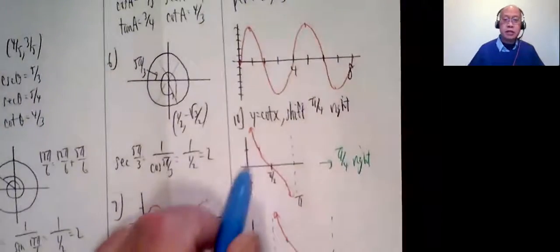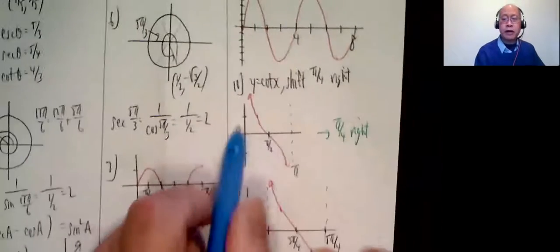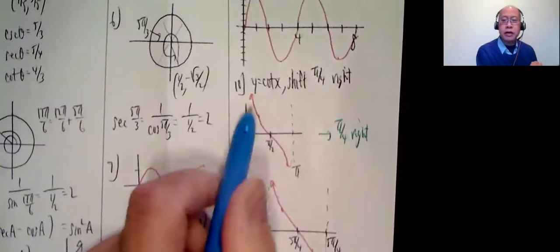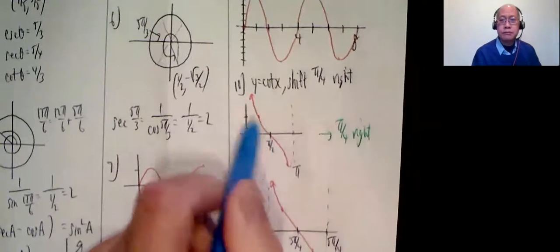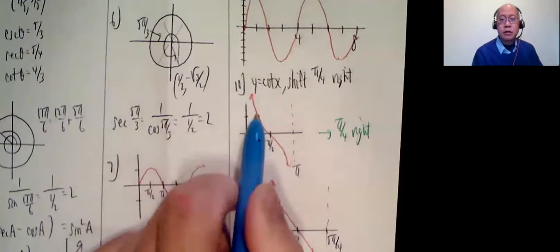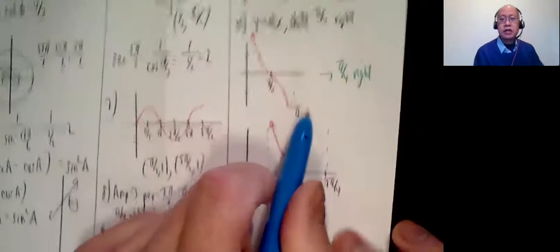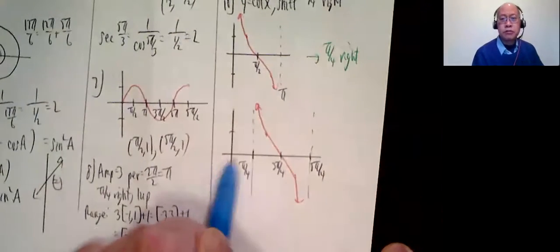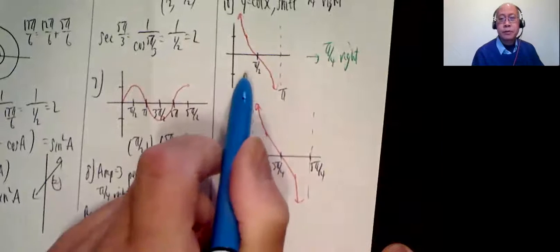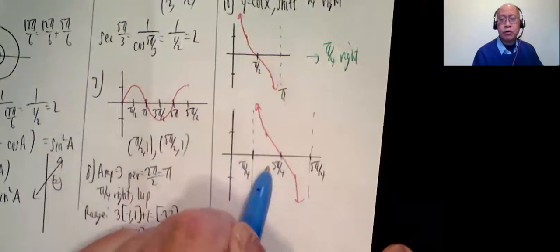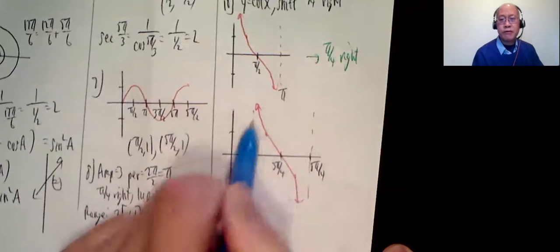Okay, finally, number 10, cotangent of x minus pi over 4. Take the regular cotangent function, shift pi over 4 to the right. So here's 1 period of the cotangent function from 0 to pi. It's a decreasing function. Okay, undefined, 1, 0, -1, undefined. Shift pi over 4 to the right. So 0 moves over to pi over 4. And pi over 2 moves to 3 pi over 4. Pi moves over to 5 pi over 4.